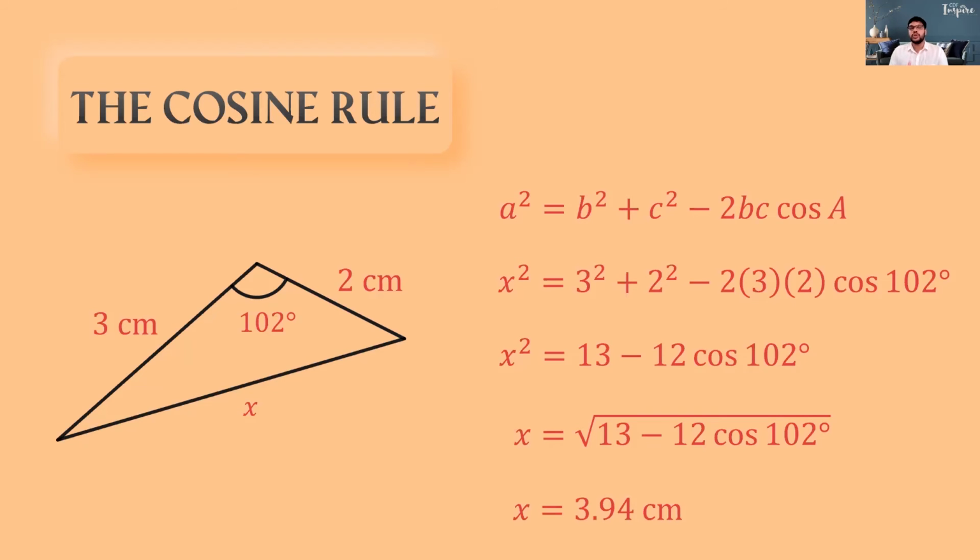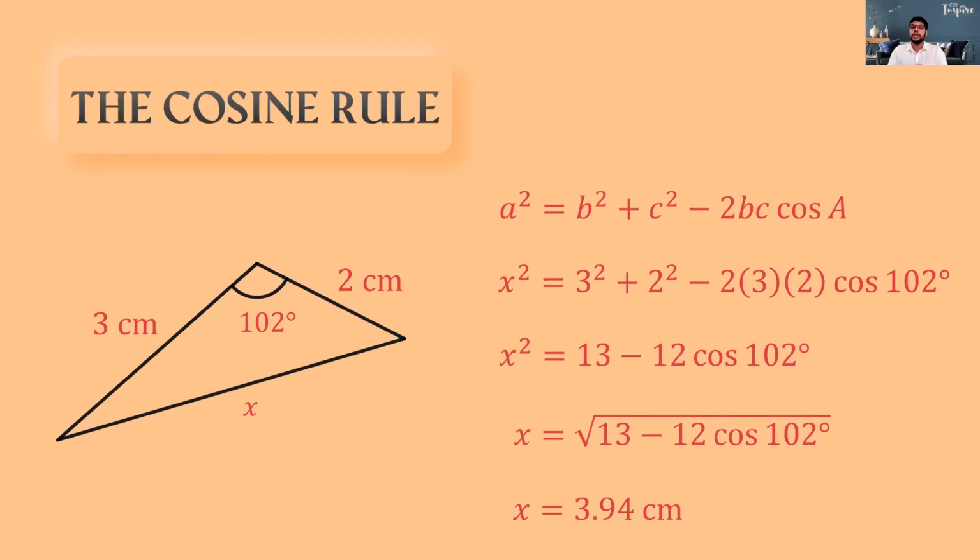We can use the cosine rule if two lengths are given and the angle in between the two lengths is given, right? So in this case, a will be x. So x squared equals, and 3 and 2 will be b and c. I substitute 3 squared plus 2 squared minus 2 times bc, I put 3 and 2, cos 102 because the angle is 102. Then I simplified: 3 squared plus 2 squared is 13, then 2 times 3 times 2 is 12, right?